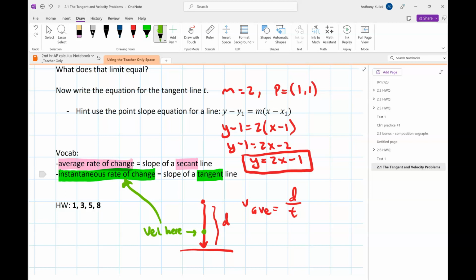But for today, all we want to be working on is getting comfortable with this vocabulary: an average rate of change is just the slope of a secant line, so just the slope between two points. An instantaneous rate of change is the slope of a tangent line. That's going to be the limit as x approaches the x-coordinate of our point of the slope of a secant line in general.